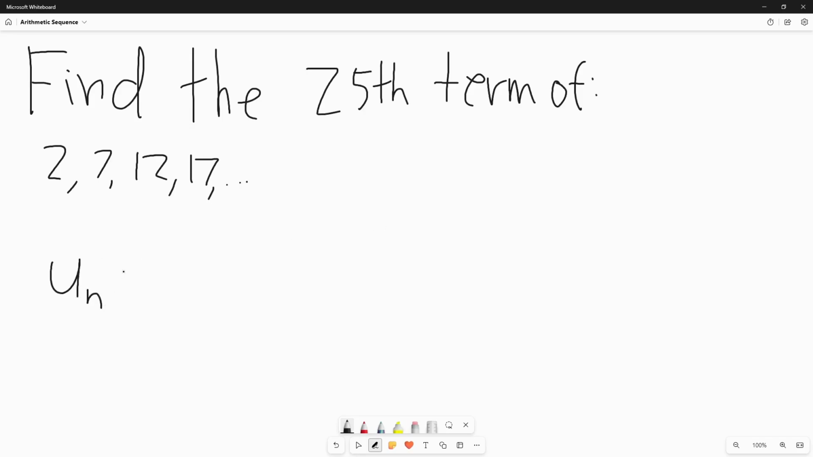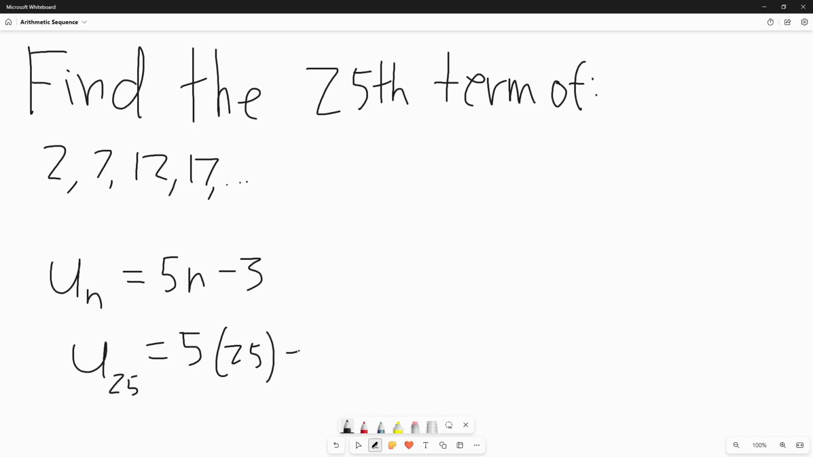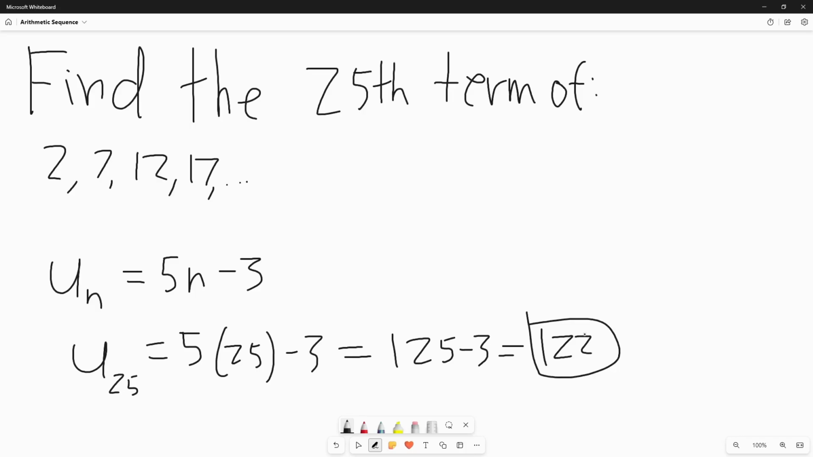Let's write un equals, the difference is 5, so 5n. 5n times 1 is 5, minus 3 is 2, so minus 3. This is going to be our explicit formula. To find the 25th term, we just plug 25 in for n. So u of 25 is equal to 5 times 25 minus 3, which is equal to 125 minus 3, which is equal to 122. This is the 25th term. Pretty simple.